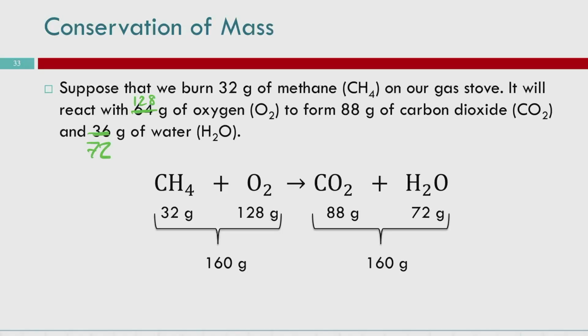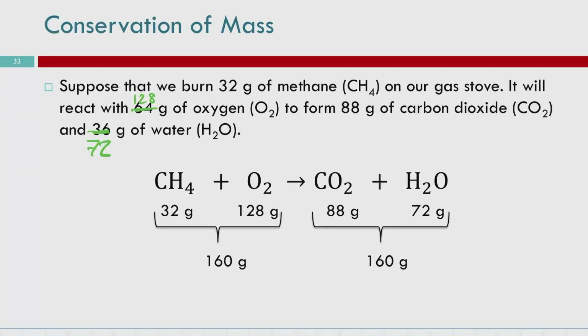Let's say we burn 32 grams of methane on our gas stove. Methane is typically the gas that you've got piped into your house if you've got a gas stove or a gas line. If you burn 32 grams of methane on the gas stove, in theory it reacts with 128 grams of oxygen, O2, just from the air. And that will end up forming 88 grams of carbon dioxide, same stuff that we breathe out, not great to breathe. And it'll also produce 72 grams of water.